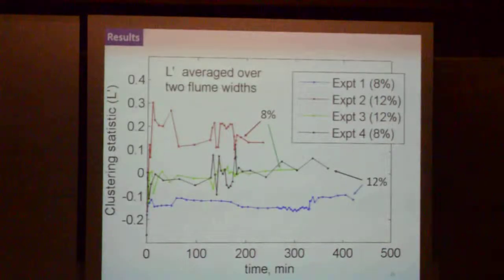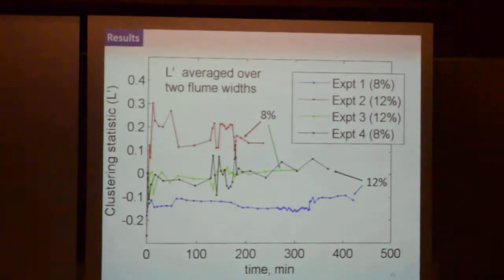Those plots were just for the last time step in the experiment, looking at the clustering, but we can look at the clustering for every time step.